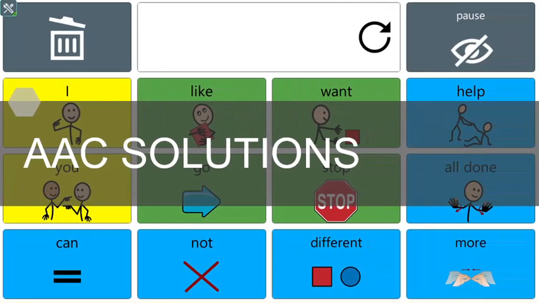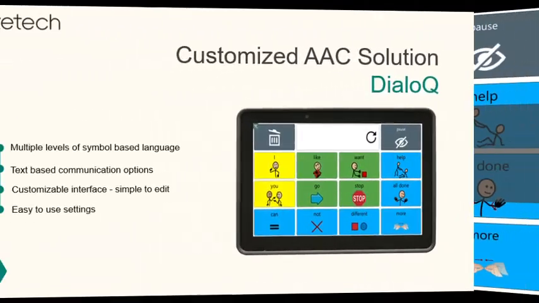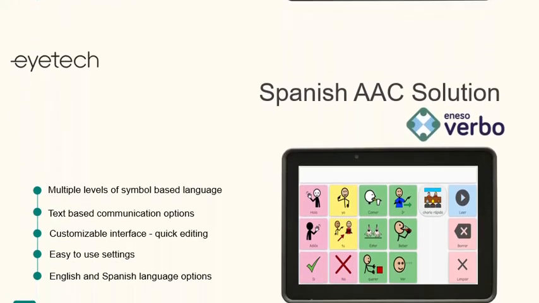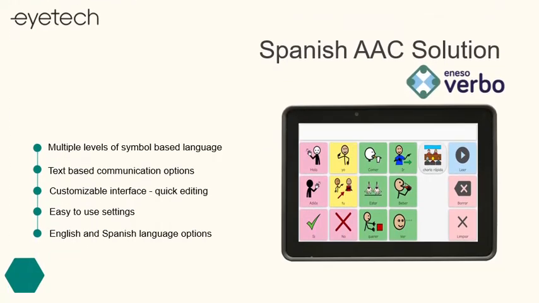Now let's focus on the communication software options and what they entail. Dialog is a symbol and text-based software that is known for its robust editing capabilities. It is fully customizable and comes in English. Next, we have Verbo. Verbo is a robust communication software for both text and symbol communication. It supports both English and Spanish.